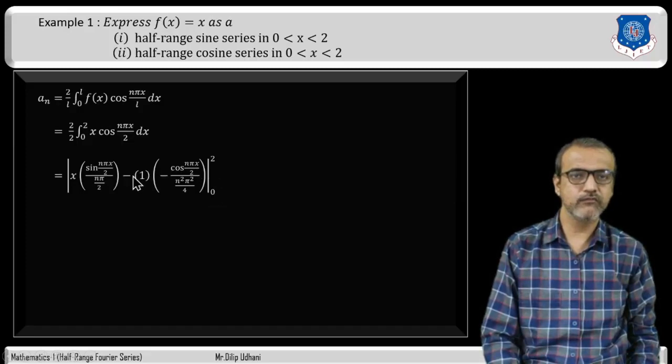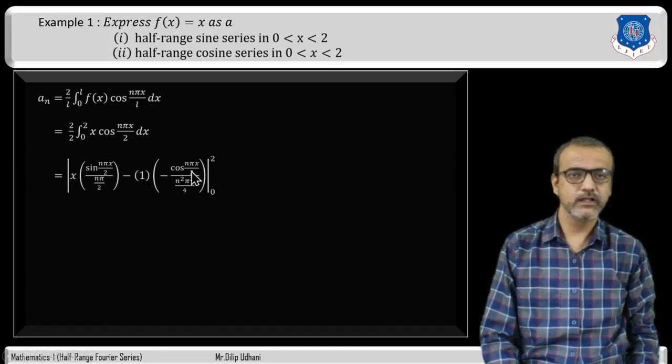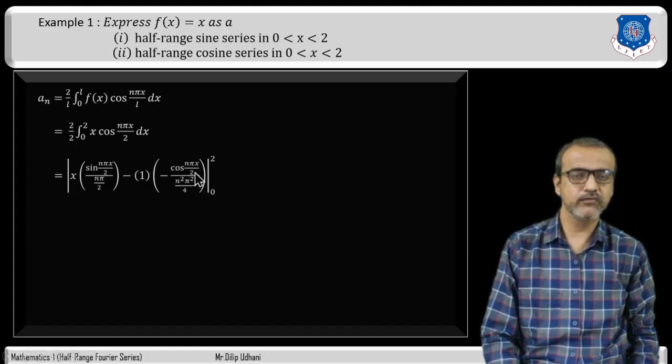Now first of all we will put upper limit 2. For upper limit 2, it will become sine n pi into 2 by 2. So 2 and 2 will cancel out, so it is sine n pi. The value of sine n pi is 0, so the first term will be eliminated. Now for the second term it is cos n pi into 2 by 2. The 2 will cancel out and the value of cos n pi is minus 1 to the power n. And this is minus minus plus and it will become 4 over n square pi square.